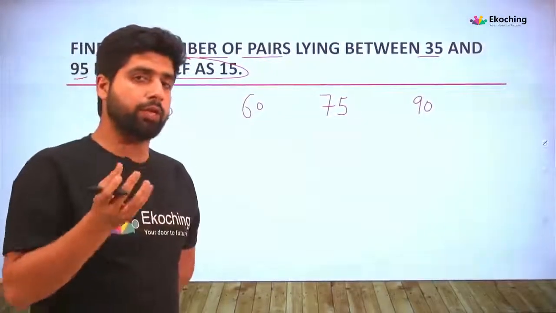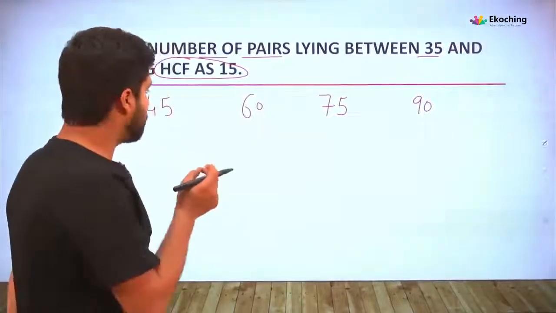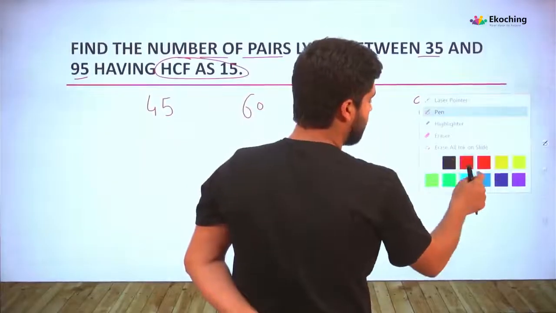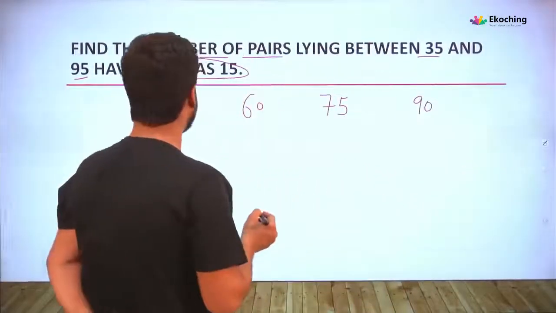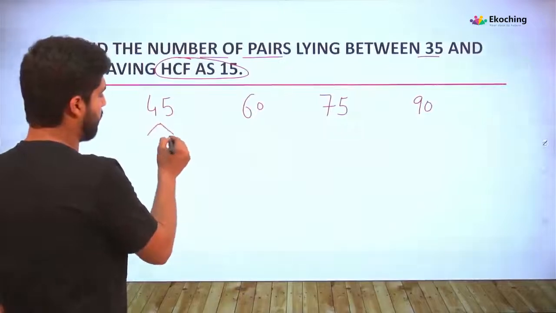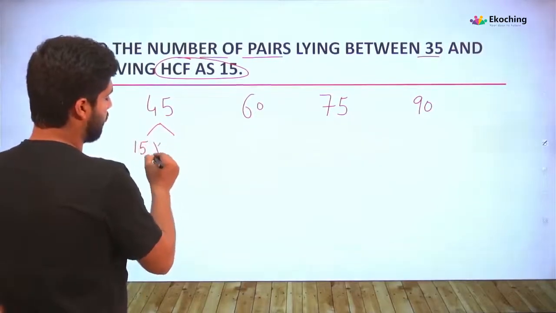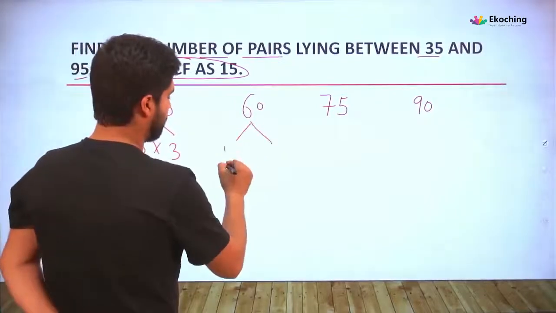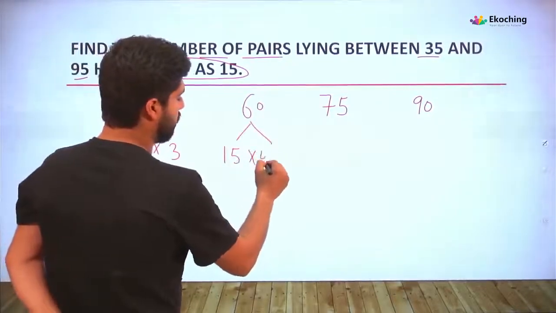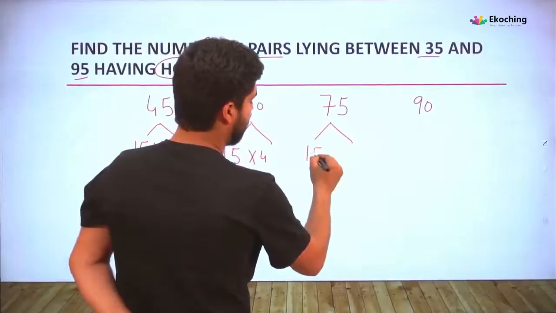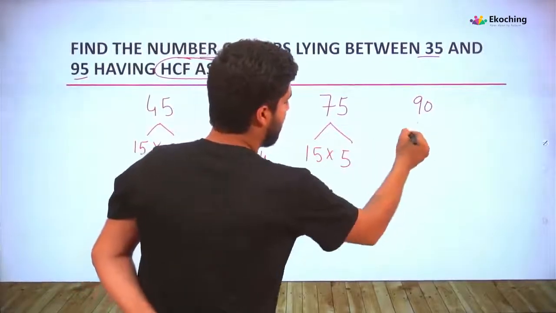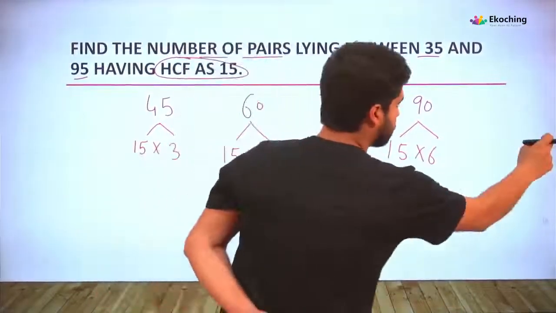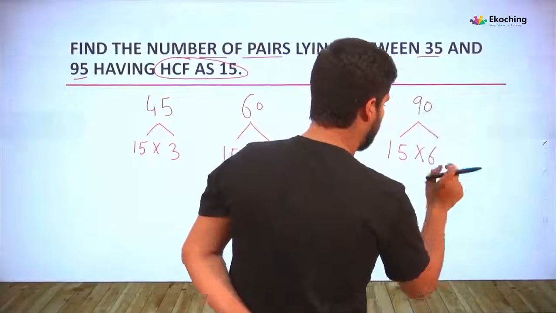Now I take out 15 common, or I should write each number as the product of two numbers in such a way that it is 15 and something else. So this 45 will be written as 15 into 3, 60 as 15 into 4, this number 75 as 15 into 5, and this 90 as 15 into 6. I hope this thing is clear to all of you.